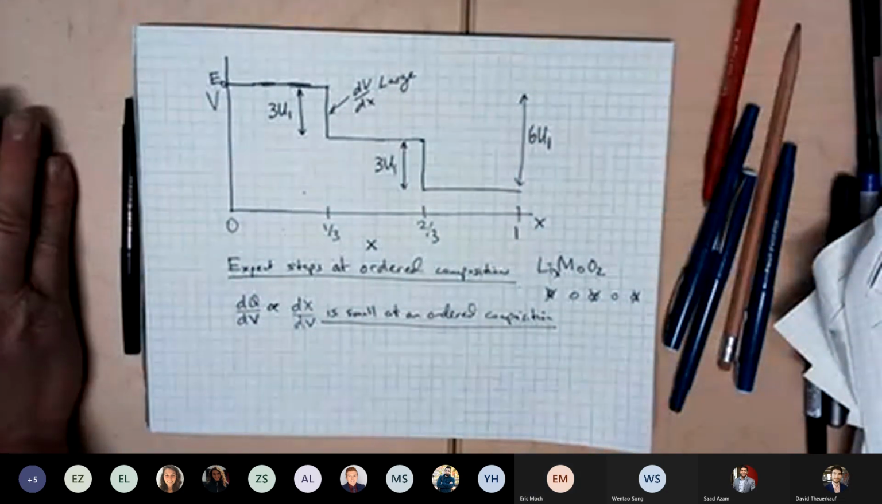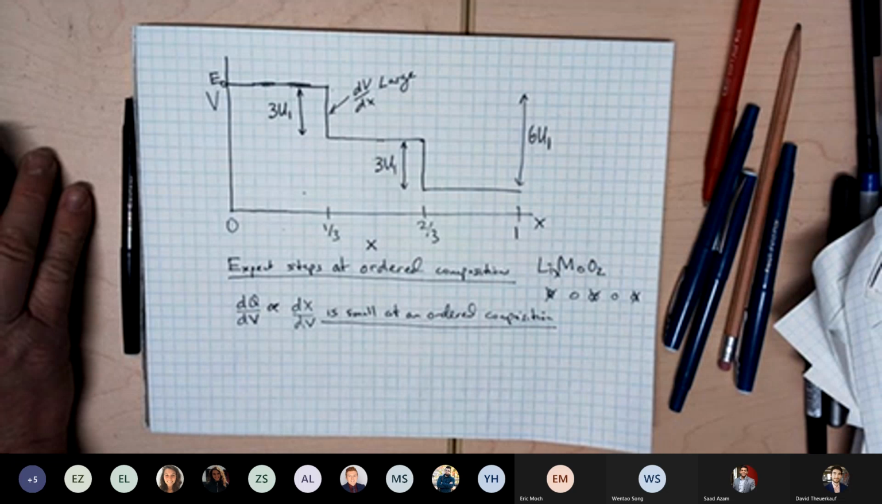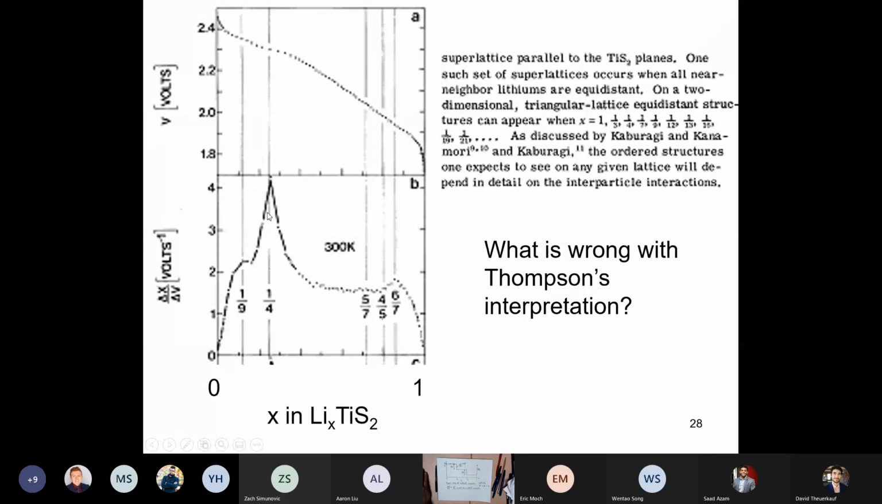Let's go back to the PowerPoint. Where is it? Here. There we are. So he claims there's an ordered composition at a quarter, but there's not a minimum. It's a maximum. So this paper in Physical Review Letters can be proved to be wrong with kindergarten level arguments.